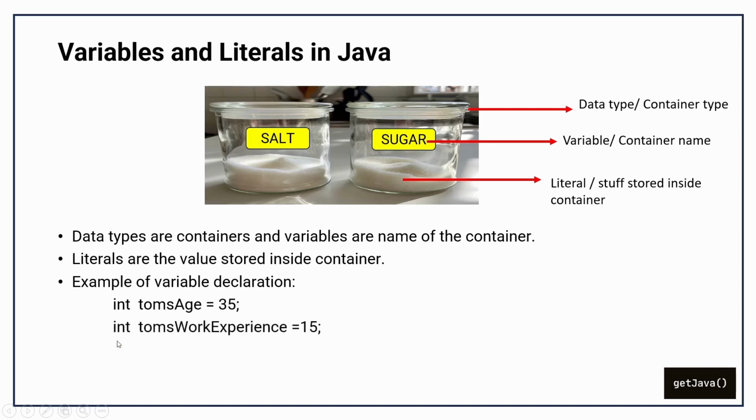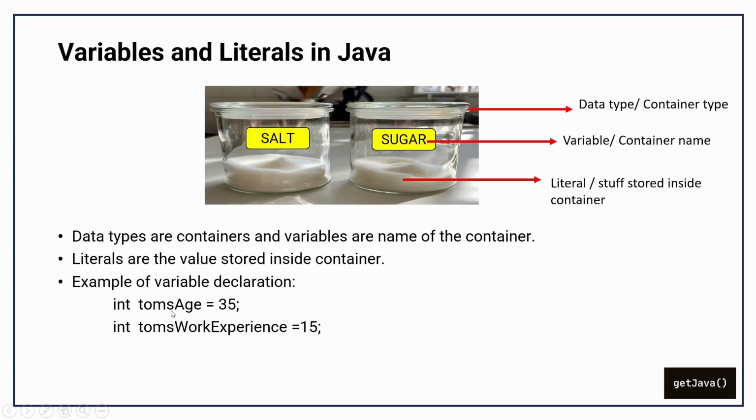Similarly here we can see another variable which has data type int. The name of the variable is Tom's work experience and its value is 15. So 15 is the literal, Tom's work experience is the variable and int is the data type.